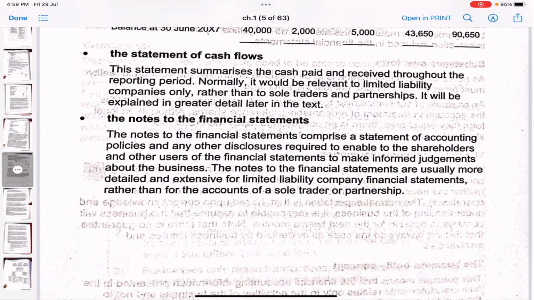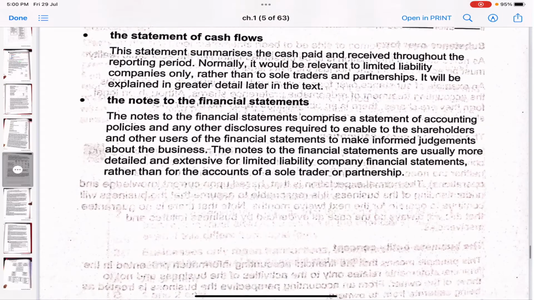Now you have what the statement of cash flow is. And what is the cash flow statement? We show the inflows of cash and the outflows of cash. The statement summarizes the cash paid and received throughout the reporting period. Normally, it would be relevant to limited liability companies only rather than to sole traders and partnerships. It will be explained in greater detail.